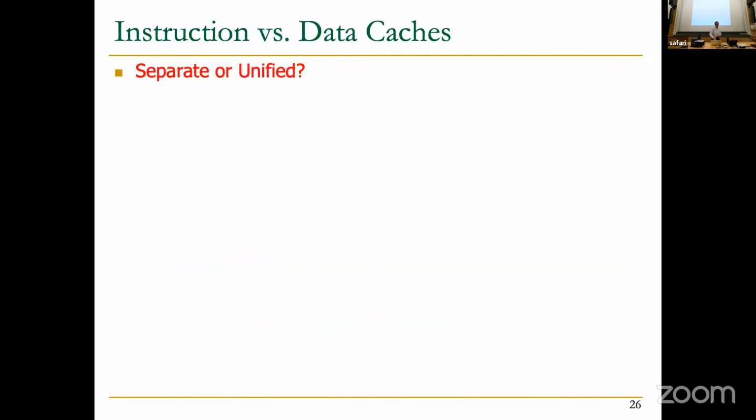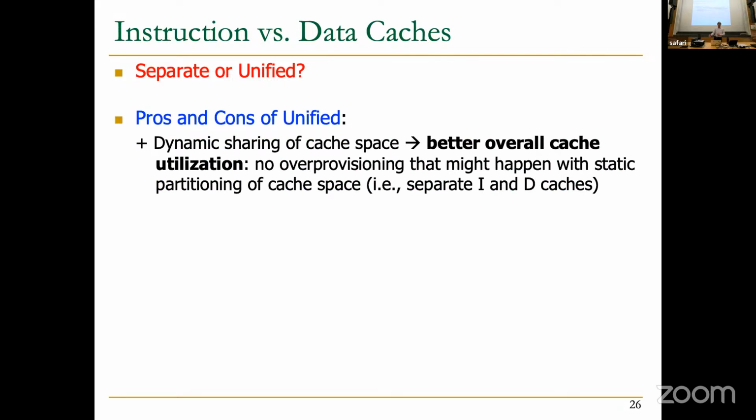Okay, let me give you one more design decision, and we'll take a break. There are a lot of other design decisions, instruction versus data caches, for example. Do you keep them separate or unified? Do you have both instruction and data in the cache at the same time? Well, if you have them unified, let's take a look at their pros and cons. The big pro is you dynamically share the cache space between 2 different types of data, instructions and data. You get better overall cache utilization, meaning there's no over-provisioning that might happen if you actually partition the cache into instruction versus data.